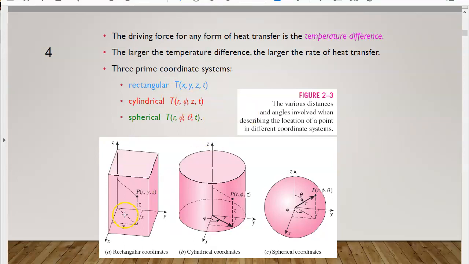Here we have, for example, a rectangular coordinate system, a cylindrical coordinate system, and a spherical coordinate system. As you can see, we have x, y, and z here, and here x, y, psi, and z. We have r, psi, and theta. So this is the coordinate of the point P.